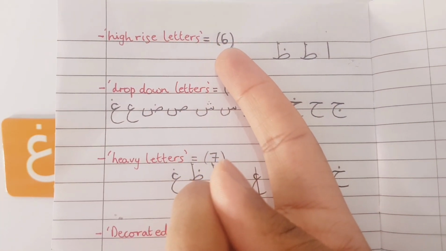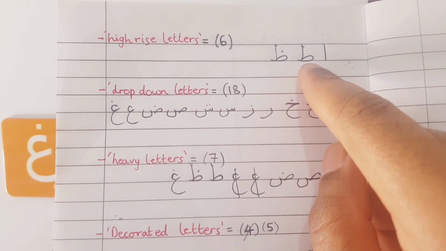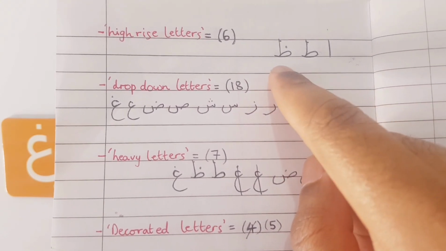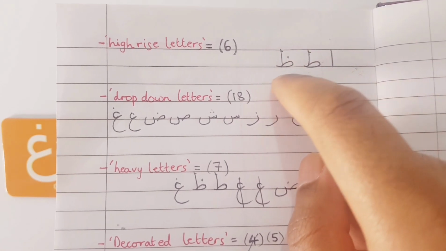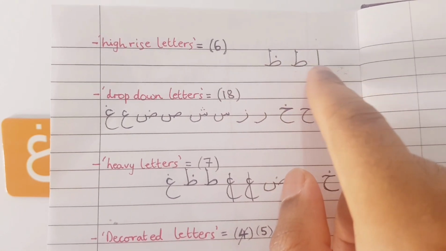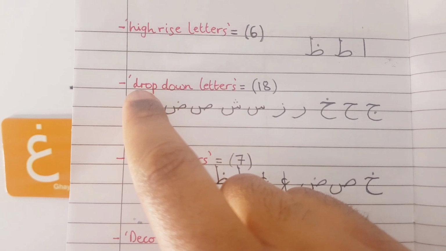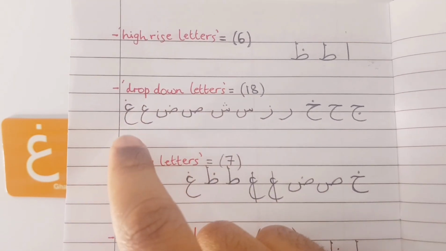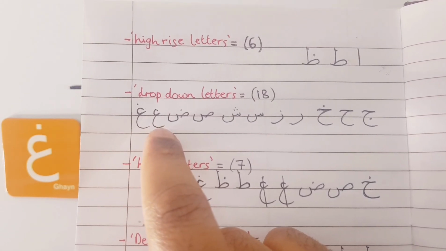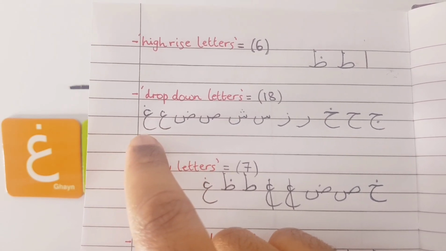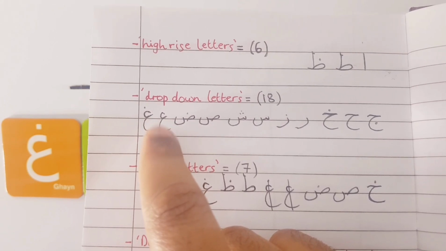Okay, so high-rise letters. We said there's going to be 6 in total. I've added Ta and Dha, these 2 letters that we've taken today, because they rise and they touch the top of the line. So there's 3 of them so far. In terms of drop-down letters, I've added 2 more, Ain and Ghain, because they go under the line.